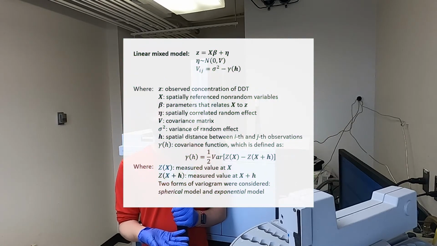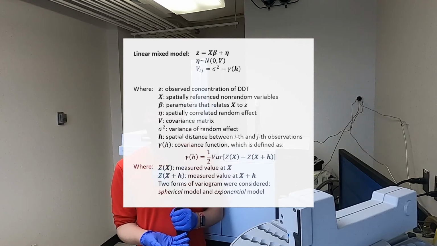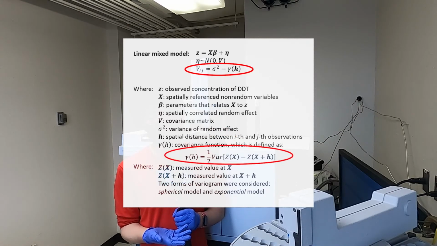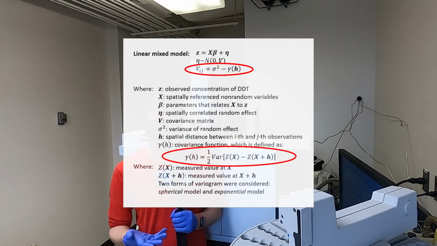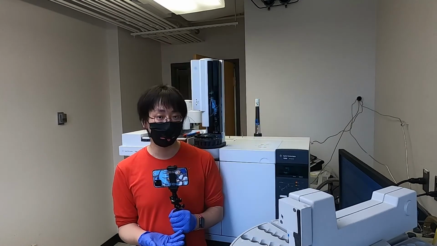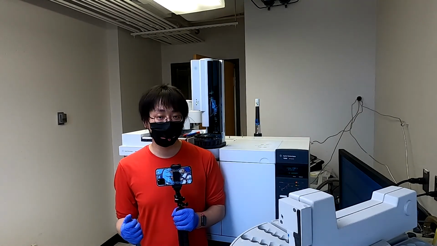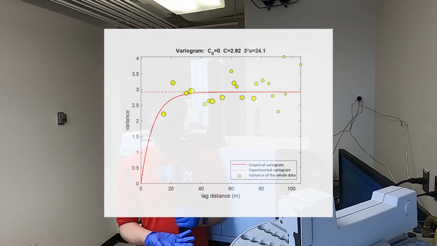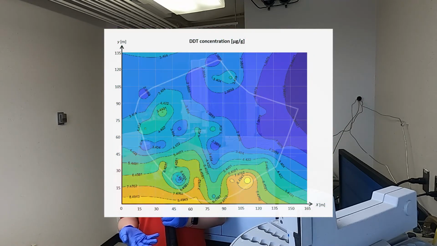Here is the expression of kriging. Basically, kriging is a linear mixed model, and in this model, the correlation matrix is described by the covariance function like shown here. And the covariance function can be fitted by our data. So we can plug in our data, and here is the empirical covariance function. This plot is also called a variogram. And here is a spatial interpolation result by ordinary kriging.